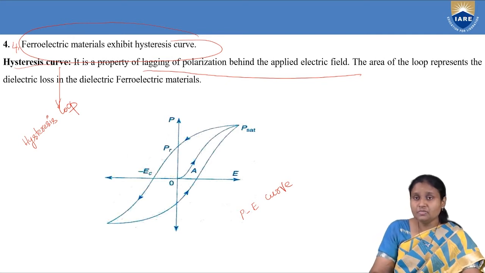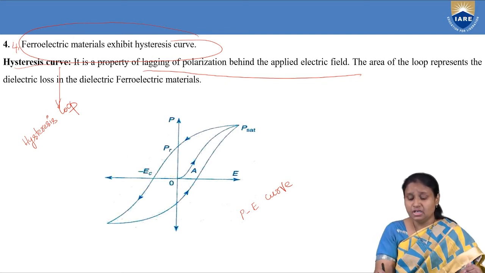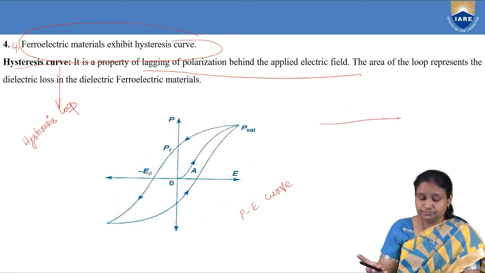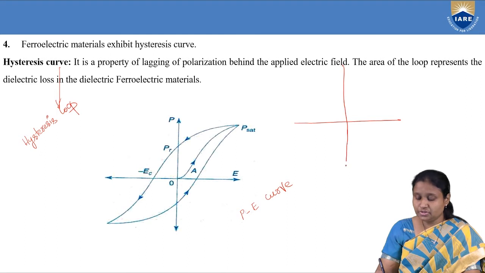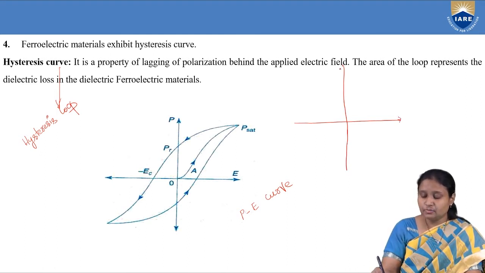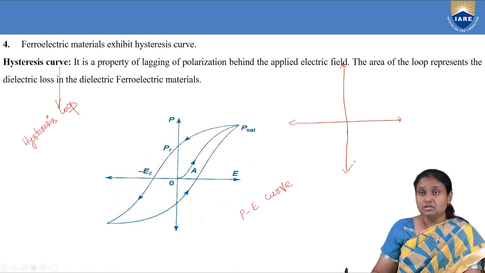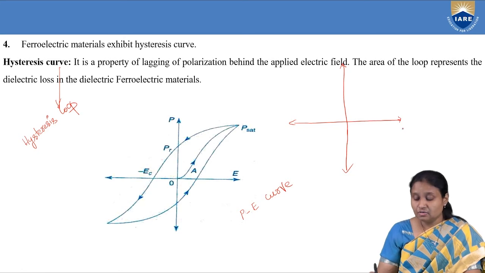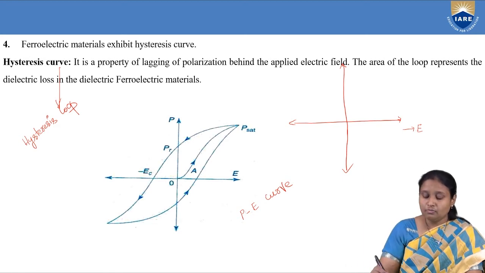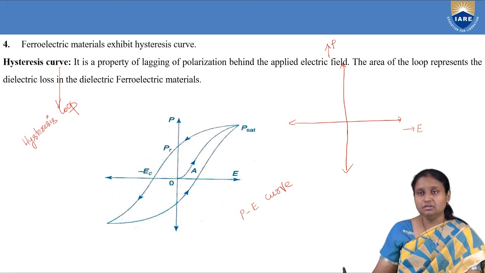Now, in order to understand this curve, slowly and one by one, I'm going to draw this curve here. So if I try to draw this curve again, this is our x-axis and this is our y-axis, and of course both have negative axes. So what are we taking on the x-axis? On the x-axis we are taking electric field E, and on the y-axis we are taking polarization.